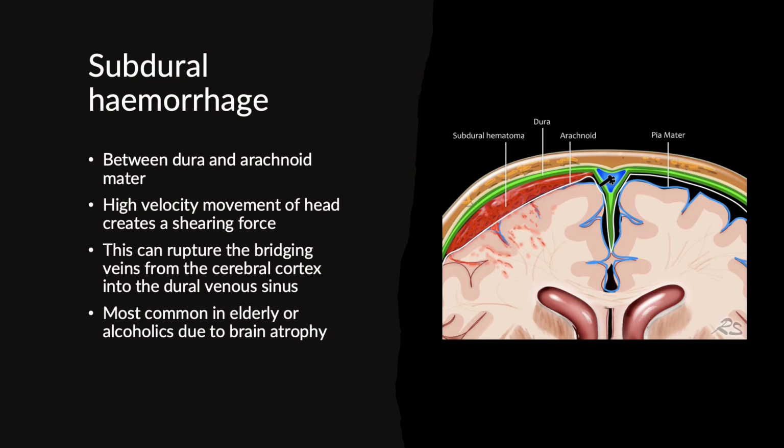Okay, on to subdural hemorrhages. Okay, these are situated between the dura and the arachnoid mater. Okay, it's due to the rupture of bridging veins caused by a high velocity movement of the head. It sort of creates a shearing force, and it ruptures the bridging veins which run from the cerebral cortex into the dural sinuses. It's more likely to occur in elderly patients or alcoholics, as these patients can often have significant brain atrophy, making their bridging veins more likely to rupture.